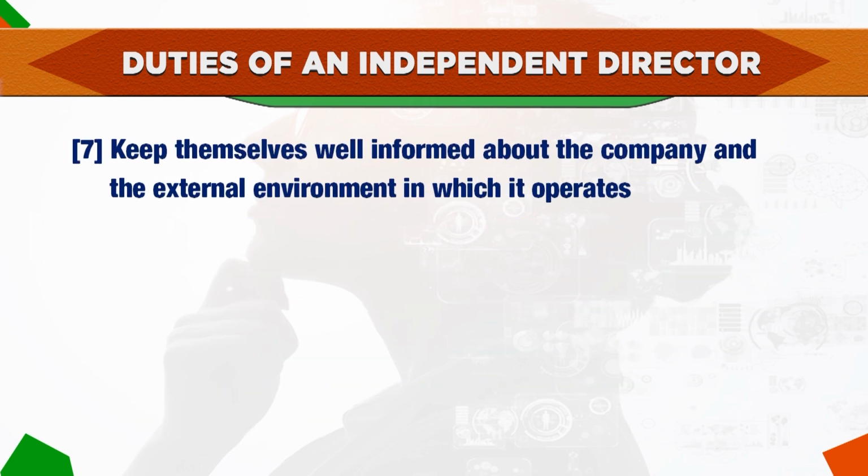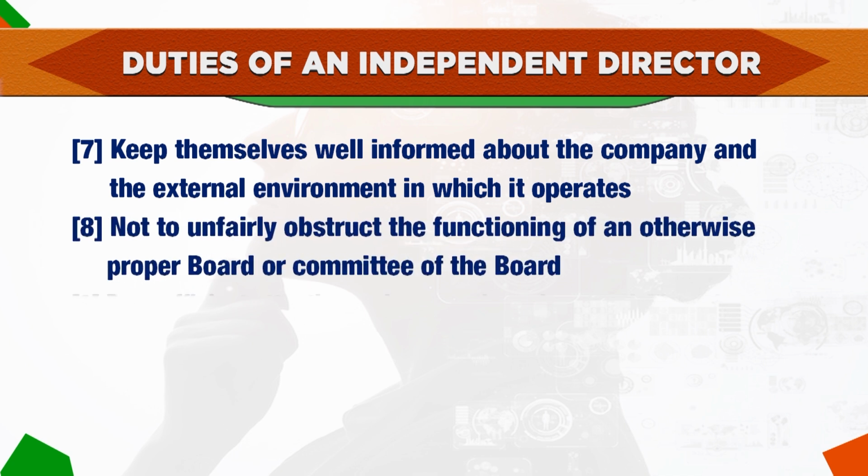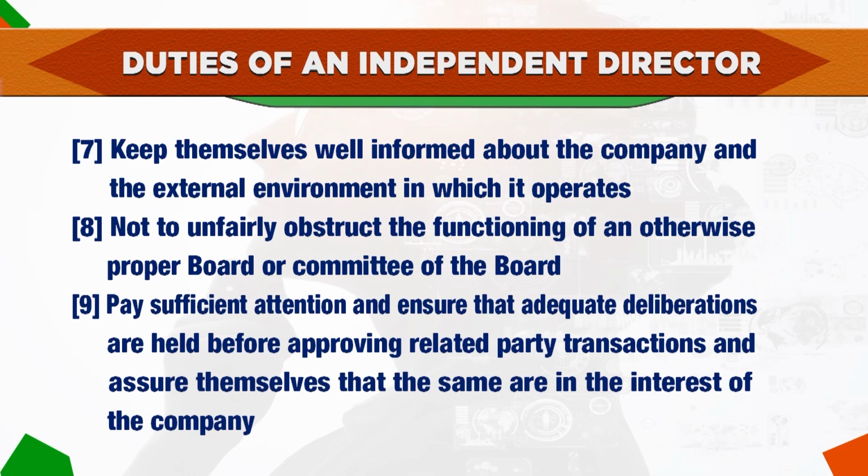Number 7, keep themselves well informed about the company and the external environment in which it operates. Number 8, not to unfairly obstruct the functioning of an otherwise proper board or committee of the board. Number 9, pay sufficient attention and ensure that adequate deliberations are held before approving related party transactions and assure themselves that the same are in the interest of the company.